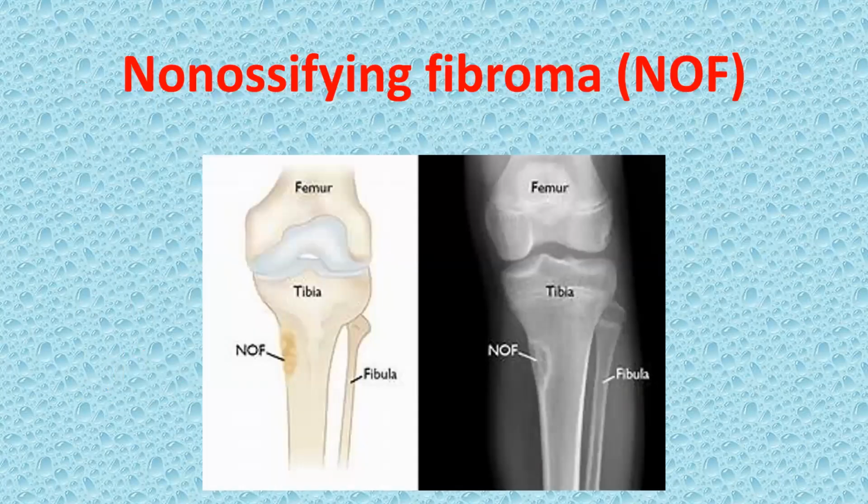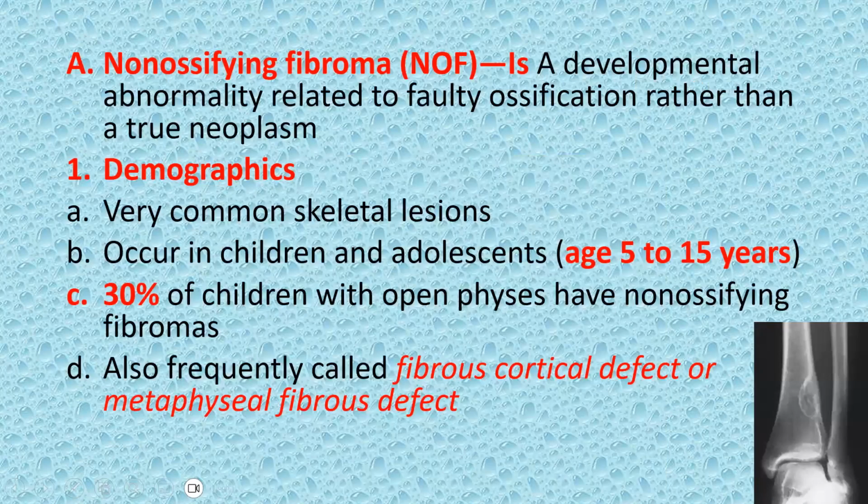Now we come to a more interesting part of the lectures, non-ossifying fibroma, which is very common. We see it in many children, where you have a defect or a disturbance in bone formation. It can occur in the metaphysis and the diaphyseal metaphyseal region. It is a developmental abnormality related to faulty ossification rather than a true neoplasm.